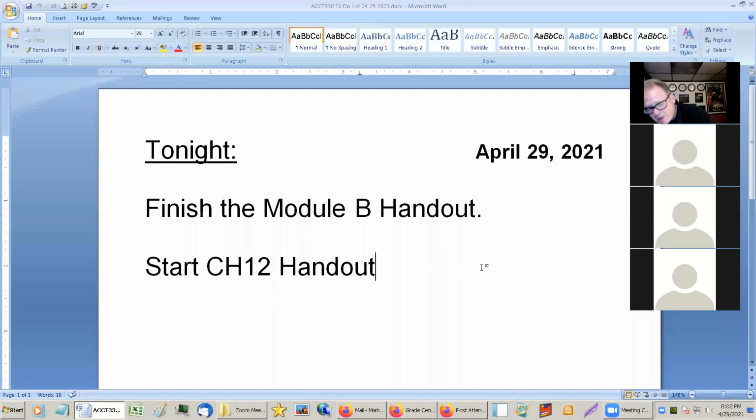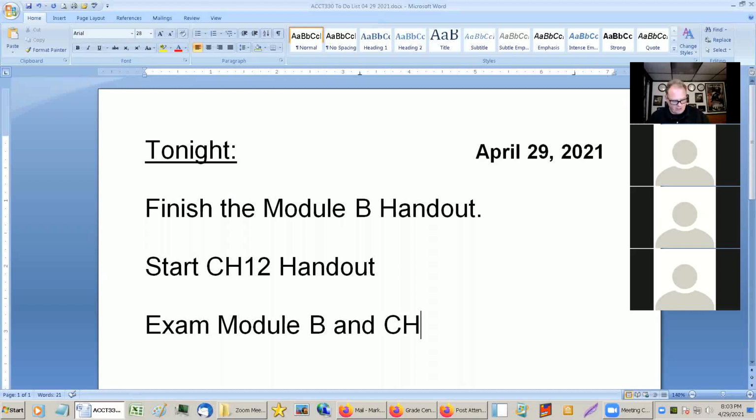So here's what I'm going to do. I'm going to make an exam over module B and chapter 12. And there'll be a little bit more. The module B one will probably be a little bit heavier towards module B, whereas the chapter 12 will be a little more definitions. So, let's examine module B, chapter 12. And I should get that out by tomorrow. I'm going to try to get it out tonight, but certainly by tomorrow.